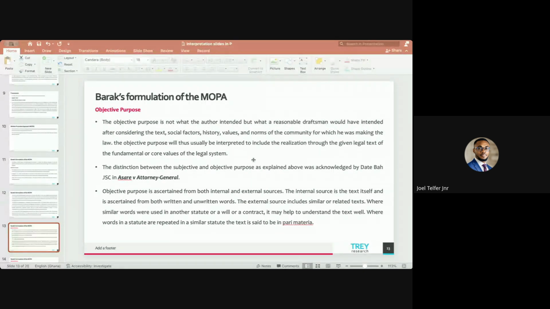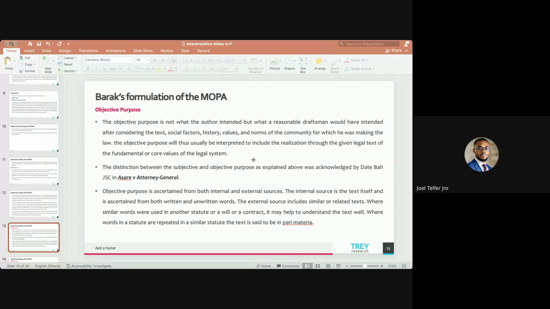Understanding Barak's formulation. The point is, why do we need both the subjective purpose and the objective purpose? What's the point of all this? There has to be a synthesis of the subjective purpose and the objective purpose to arrive at the ultimate purpose of the text, which will give you the true legal meaning. You must be able to marry the subjective purpose of a text and the objective purpose of the text to give you the ultimate purpose, which explains the true legal meaning of the text.